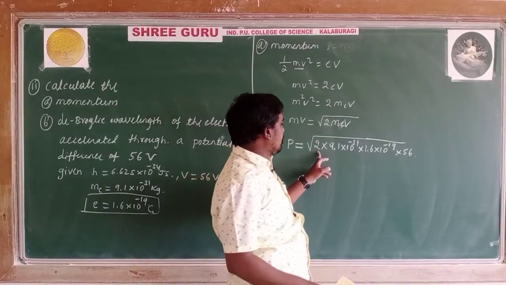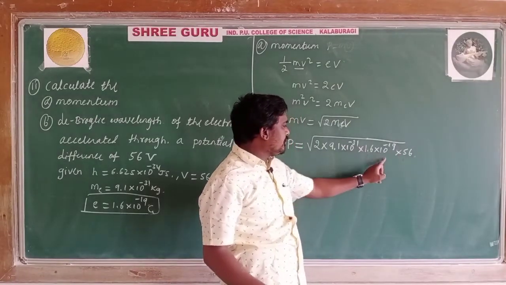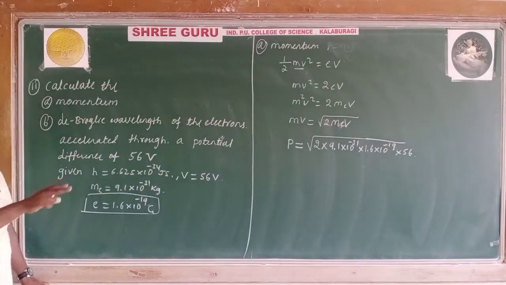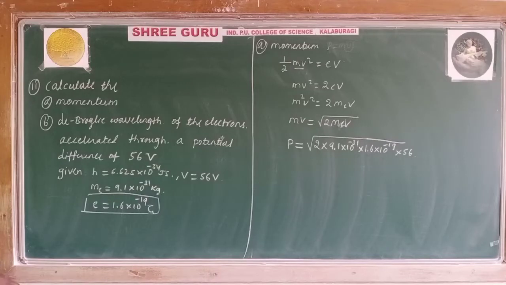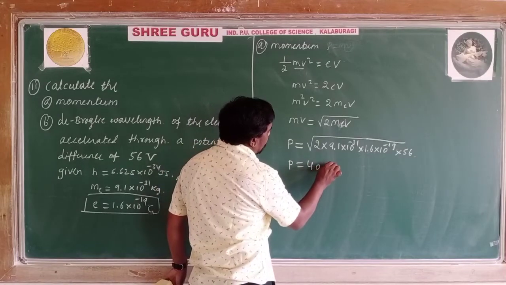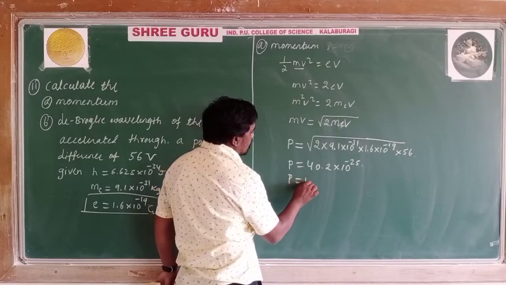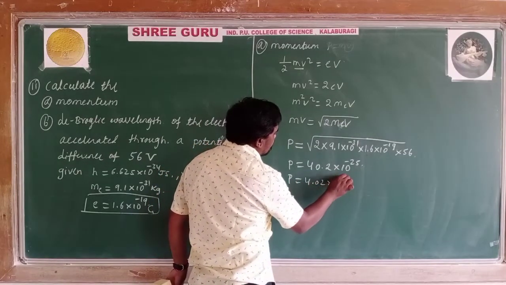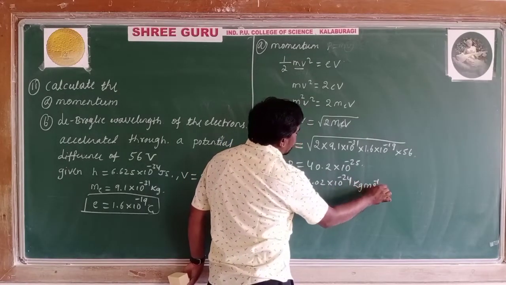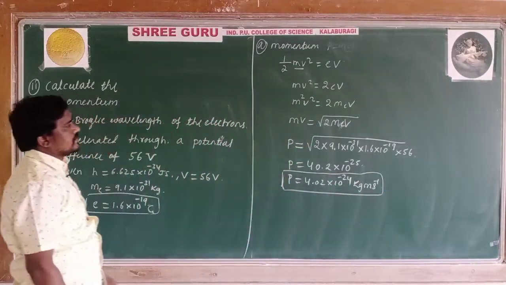Now multiply 2 into 9.1 into 1.6 into 56 first. Then you convert the powers, square root of 10 raised to minus 50 is minus 25. Now multiply those values and power conversion, ultimately that is around 40.2 into 10 raised to minus 25, or p is equal to 4.02 into 10 raised to minus 24. Momentum is mass into velocity, kg meter per second. This is our first one.